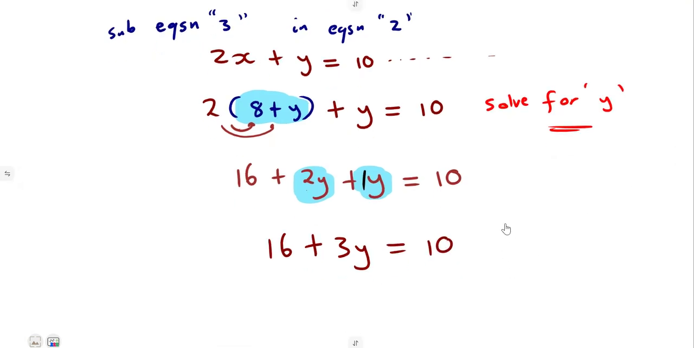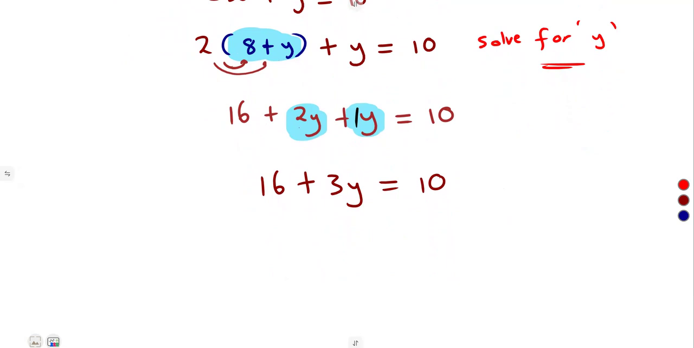So we can solve for y here. How can we do that? 16 is being added, so subtract that one. So that can cancel. You're left with positive 3y, which is equal to 10 minus 16, that is minus 6. So you're going to have a negative 6 here and negative 6.